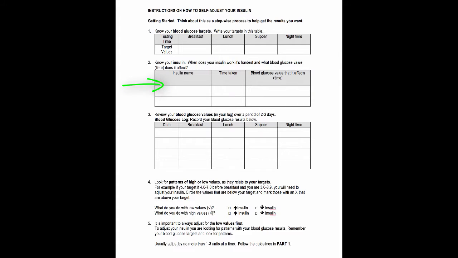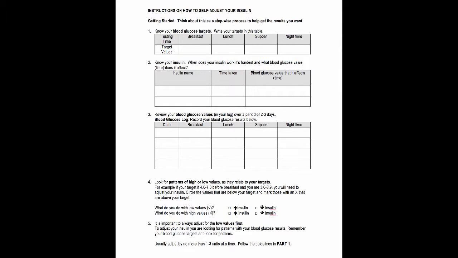Then question number 2, know your result, know your insulin. When does your insulin work its hardest, and what blood glucose value or time does it affect? So this once again is allowing them to understand the insulin they take, the time they normally take it, and when it's working for.